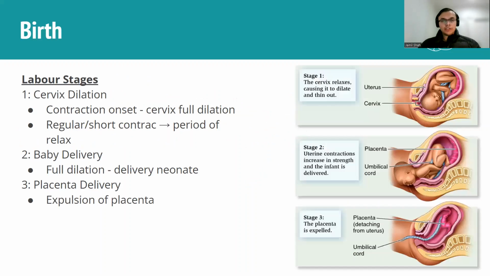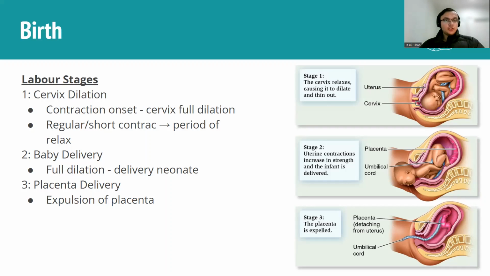And now we come to the stages of labor. We're talking about the second stage of labor being the baby delivery stage, but we'll start from the very beginning. Stage 1 is cervical dilation, from the onset of contractions to the full dilation of the cervix. At this stage, you have regular and short contractions followed by a period of relaxation. And the muscle fibers of the uterine fundus gradually shorten over this period because of the heavy contractions they're undergoing. You can have a look on the diagram there as well.